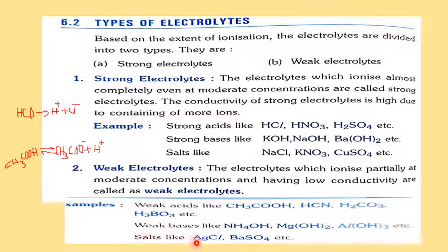Next, salts like AgCl, BaSO4. AgCl dissociates into Ag+ and Cl-, BaSO4 dissociates into Ba2+ and SO4 2-. This is about the weak electrolytes.